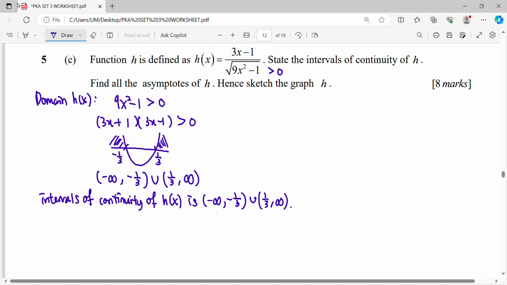Then we continue for the second part, finding all the asymptote. When you want to find for vertical asymptote, we search for the place where the function undefined. Then we do the limit and calculate and see whether it equals to infinity or not. If infinity means that point is asymptote. Alright. So we continue for second part.